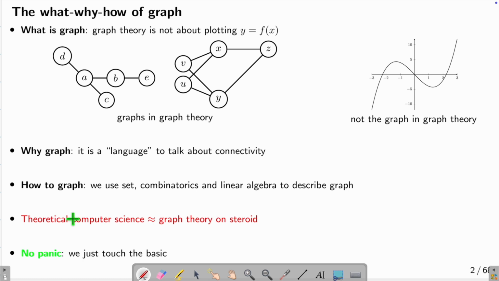How do we describe a graph? We draw a picture, or we use set, or we use combinatorics, or, too bad, this course we don't talk about linear algebra, so this part will be gone. I mean, anything related to linear algebra, I assume you don't know. I assume you don't know what is vector. I assume you don't know what is matrix. Don't worry. This thing I said is very hard. No panic. We just touch the basic.